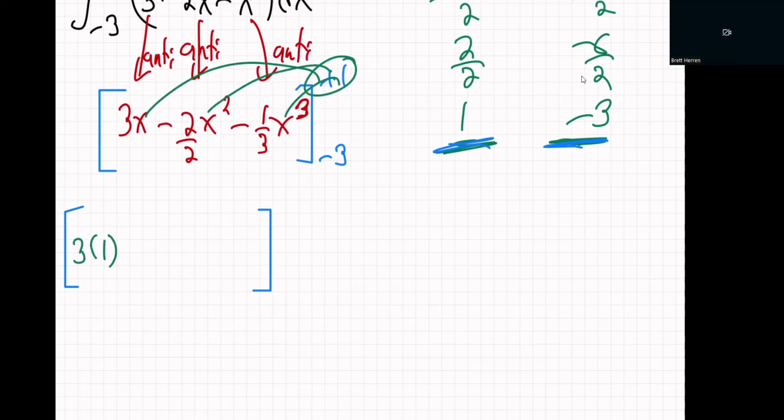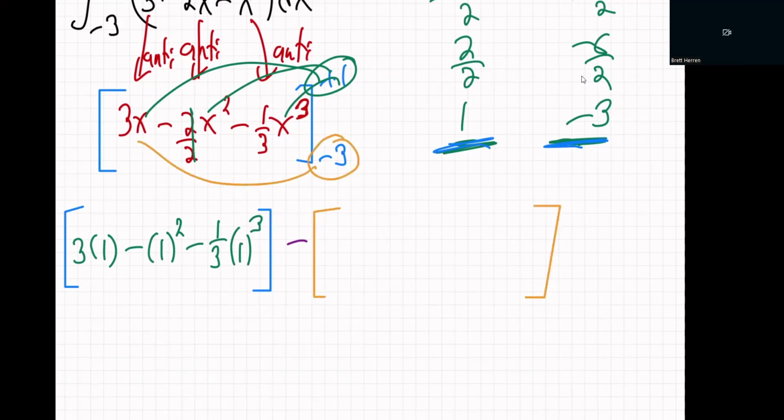3 times 1 minus, oh, this is just going to be 1, so cancels 1 squared minus 1/3 times 1 cubed, and then minus. And then we'll do another one. We're going to take that minus 3 and go boom, boom, boom. Minus 3 minus 3 squared minus 1/3 times minus 3 cubed.